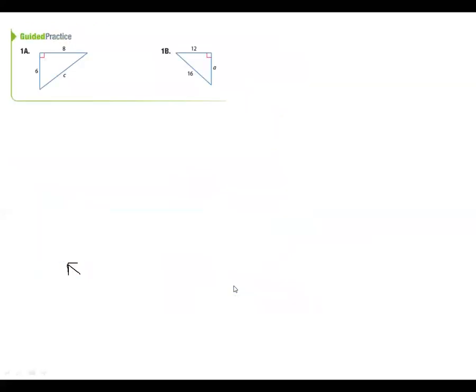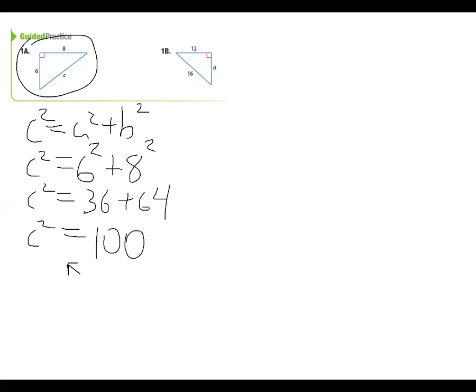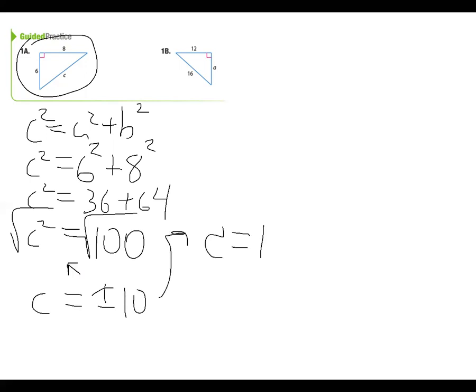Go ahead and pause the video. Okay, we're back. So this one, 1a, you would have c squared equals a squared plus b squared. So I don't know c squared, and I'm going to say a is 6 and b is 8. So c squared equals 36 plus 64. So c squared equals 100. Square root both sides. So c equals plus or minus 10. So the missing side is 10 units.